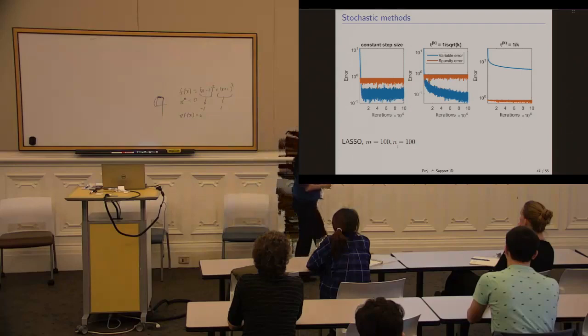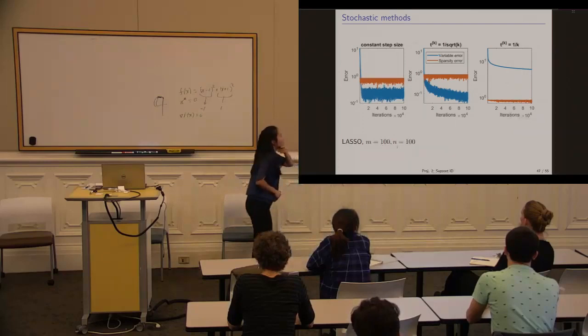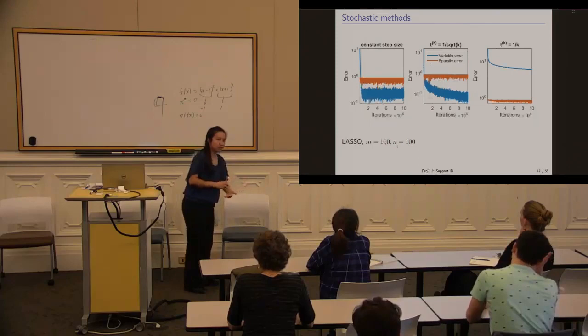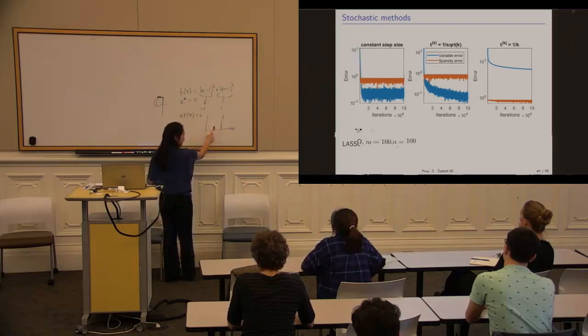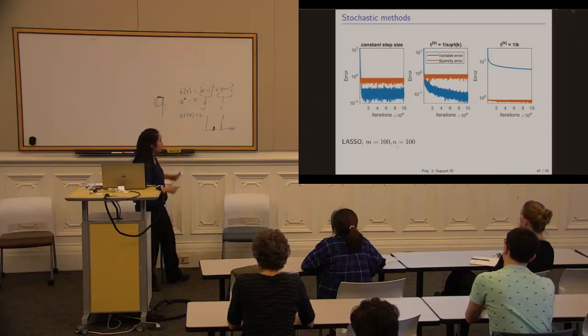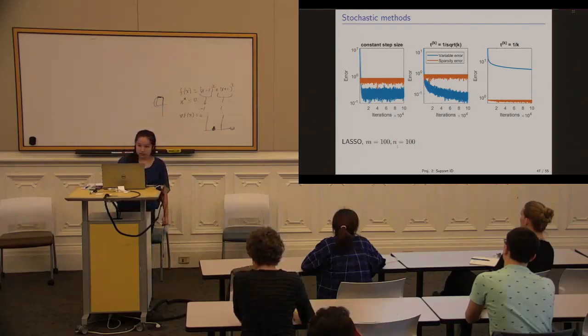Here we did a very small example. Using constant step size, nothing converges. You must have a decaying step size, and then you can see that the variable will converge, but the sparsity error will not converge. And that's the same no matter what kind of decay rate you use. A question you might have is, if the variable goes to zero, why doesn't the sparsity error go to zero? If this is the true sparsity pattern, you might have something like this, a very, very small number here. This number might converge to zero, but it'll never actually reach zero. For first order methods, the methods we looked at before, they will reach exactly zero in finite time. But for stochastic methods, they just keep getting closer and closer, but they won't actually reach zero.